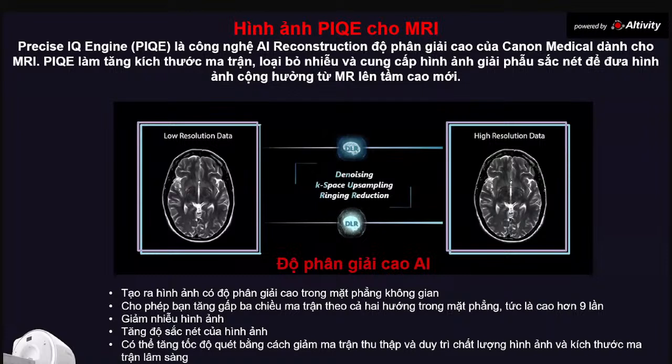And last year, we also improved the AI reconstructions with our PIQE. This is AI high resolution image reconstruction that is able to generate high in-plane resolution images. So it allows you to triple the matrix dimension in both directions in plane, that is 9 times higher. You will be able to decrease the image noise. You will be able to increase the image sharpness. Also, of course, it can help you to reduce your scanning time.